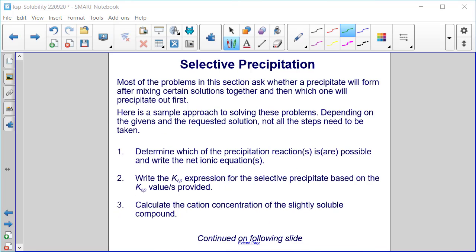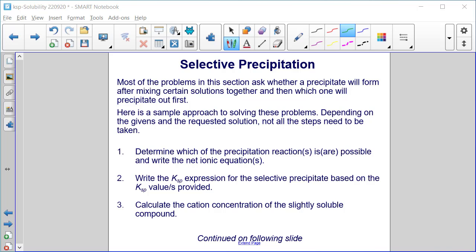Most of the problems in this section ask whether a precipitate will form after mixing certain solutions together, and then which one will precipitate out first. Here is a sample approach to solving these problems. Depending on what's given and the requested solution, not all the steps need to be taken.